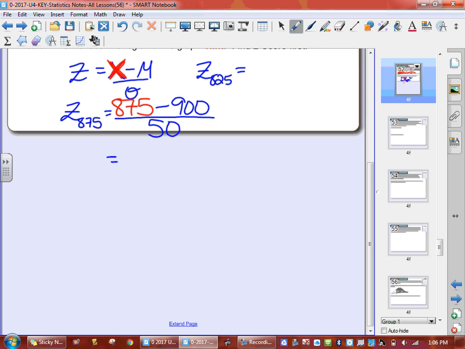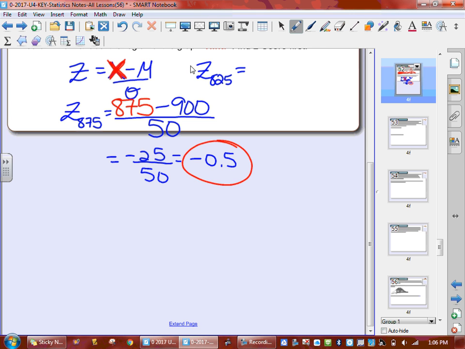Remember, when we're doing questions like this, you always need to solve the top first before you divide. When we do that, we are going to get -25 over 50, which gives us -0.5. So one of our z-scores is at -0.5.